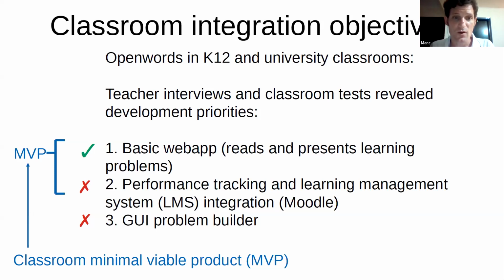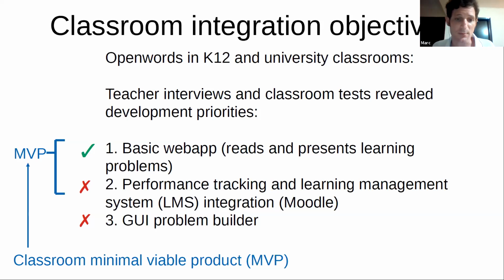And so we have been working towards that goal, and we've conducted teacher interviews and classroom tests, and that essentially dictated our development priorities. We had different priorities at first, but once we discovered what teachers and institutions need, it changed things around. And so a classroom minimal viable product includes those two things right there.